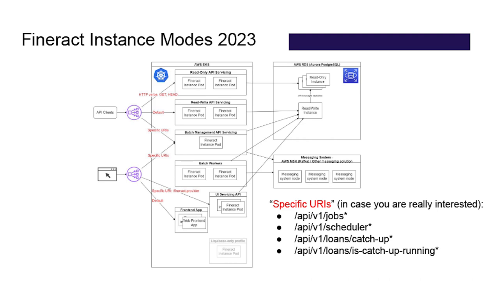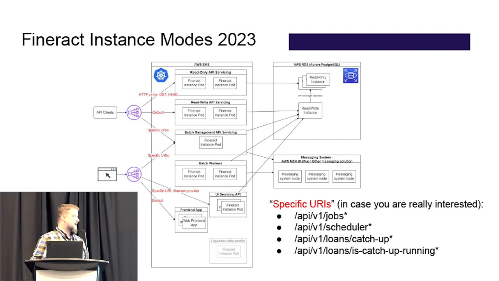It's a very similar diagram. Actually, it was based on the previous diagram, but it includes all the actual roles that have been implemented during the last year. Now, the read-only and read-write servicing APIs remained basically unchanged from our plans. However, the batch management API servicing needed to be split into two parts, which we called Batch Manager, which is a single Fineract instance pod which does the work distribution that I mentioned before. And we also had to include batch workers, which are Fineract pods that can actually work on executing the chunks of work that the batch manager prepares for them.